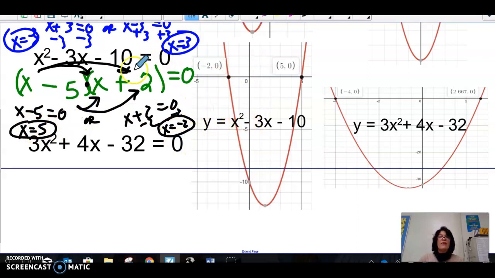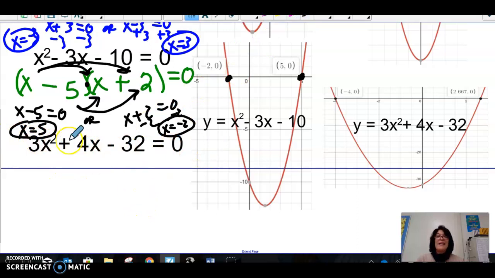And look what happens if I graph y equals x squared minus 3x minus 10. The x-intercepts are negative 2 and 5. The x-intercepts are the solutions to the quadratic equation. Sometimes they're called the zeros, sometimes they're called the roots.